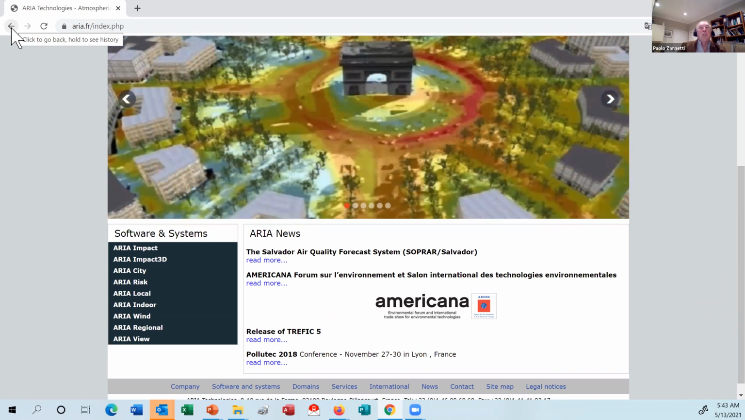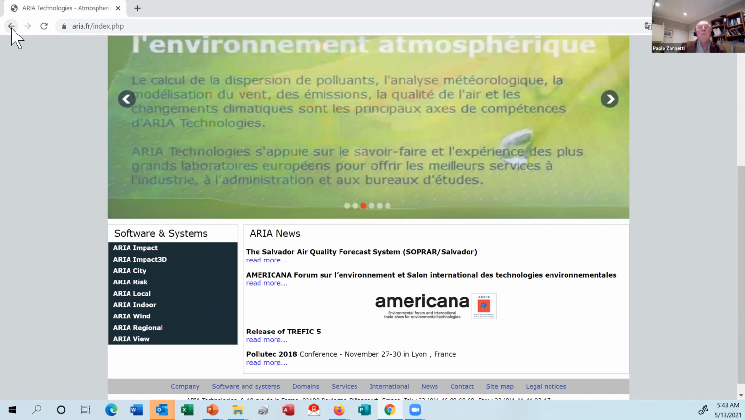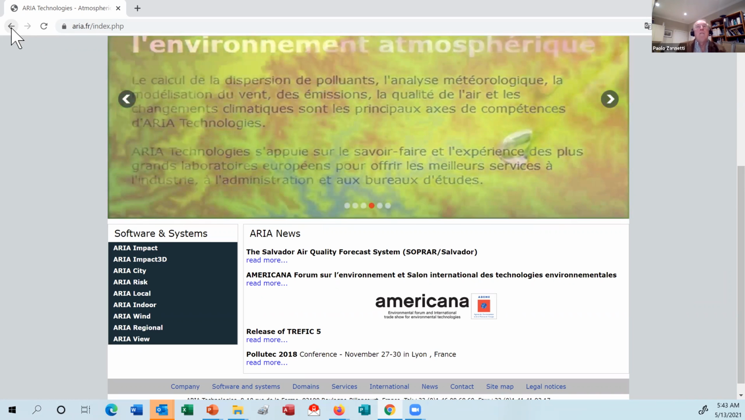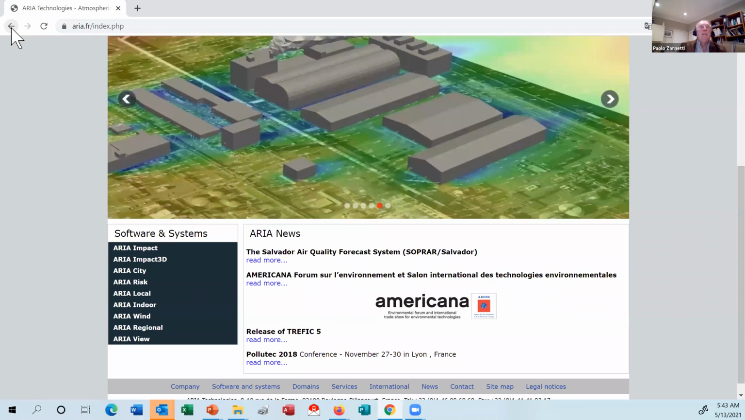The president is Jacques Moussafir, and he is also helping the French government for environmental problems. So he's heavily involved in international negotiation regarding the environment.